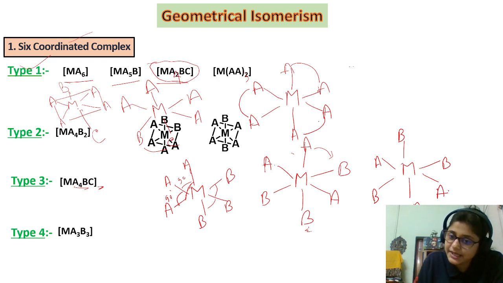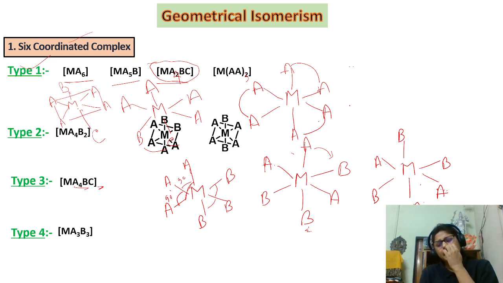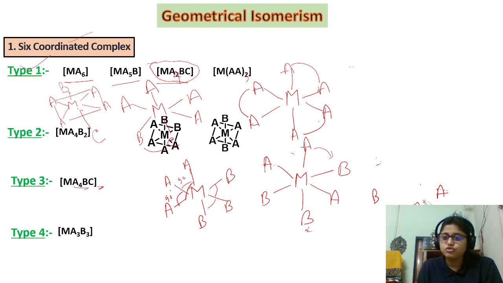Look, the same thing happens here. Trans to one A, cis to one A. This is cis to one A, cis to one A. This is trans to one A, cis to one A. The same thing is here, and in the case of B also the same thing. So only two structures are possible. These two structures are very important. This kind of complex is very important from the examination point of view.